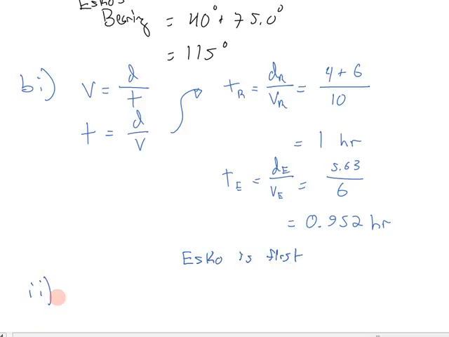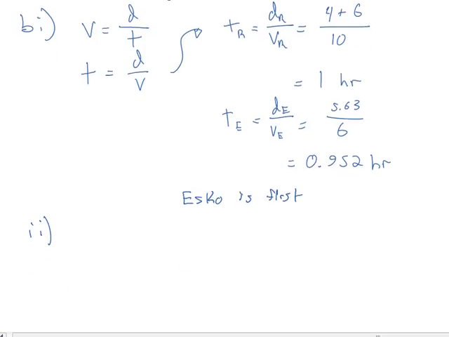For part 2, it asks, how long does Esco have to wait for Ritva to arrive? So what we want is the difference in times. So that would be Ritva's 1 hour, take away Esco's 0.952 hours, leaving us with a difference of 0.048 hours. So Esco would have to wait 0.048 hours for Ritva to arrive.